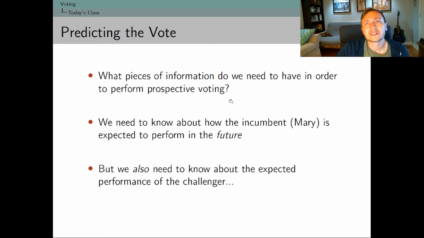And so if we think about this again, this prospective kind of voting idea, we have to remember what kinds of information we need to have in order to perform this prospective voting, even if it's on the basis of very visible and simple kinds of things like economic performance. Well, we need to know about Mary and Jim if we're in this election between the two candidates. And we need to know about how, say Mary's the incumbent, how Mary is going to perform in the future in terms of taking care of the economy. But we also need to know about how Jim is going to take care of the economy.